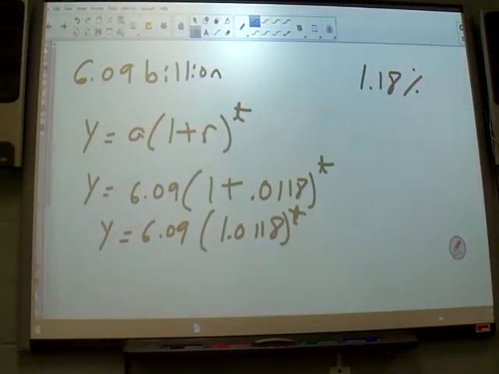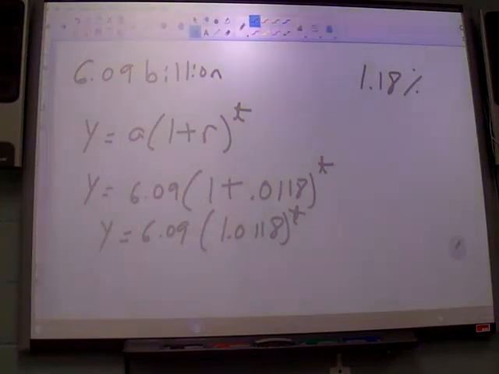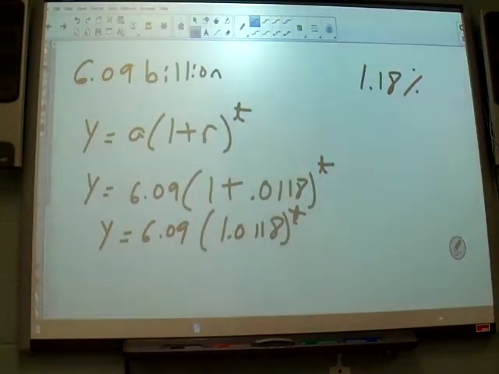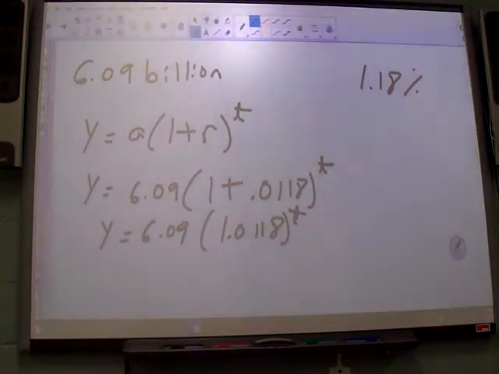So at 5 years, that'd be the year 2005. What would the world's population be? 6.4579. So about 6.46 billion. So this is a growth.